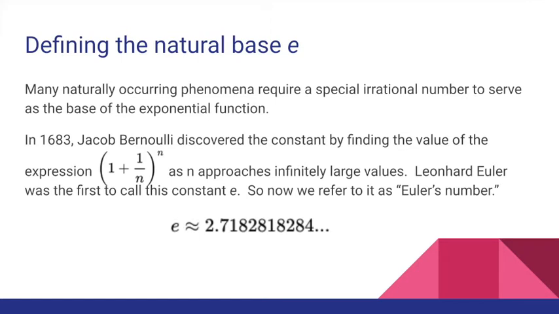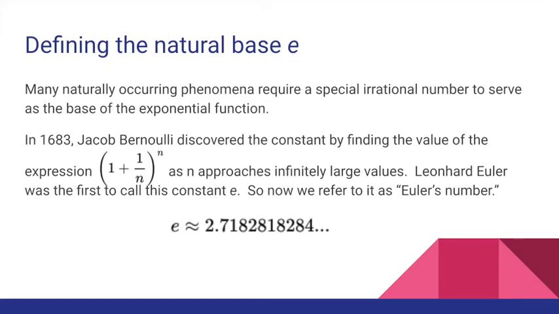E can actually be derived a number of different ways, but the way that Bernoulli did it was to take 1 plus 1 over n and raise it to the nth power. As n got larger and larger, he noticed that it didn't just increase forever, it actually approached a particular number, which we now call Euler's number, e.